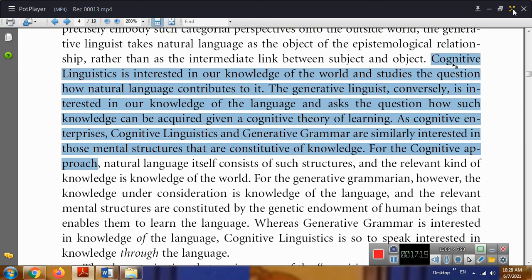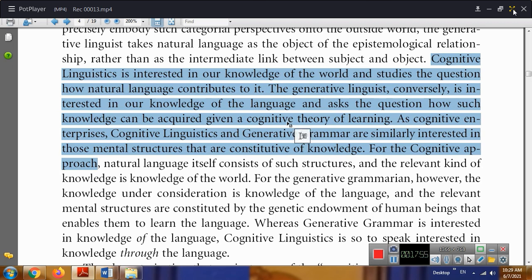This is the second difference. Cognitive linguistics is interested in our knowledge of the world and studies the question how natural language contributes to it. The generative linguist, conversely, is interested in our knowledge of the language and asks the question how such knowledge can be acquired given a cognitive theory of learning. This is the second difference between them.